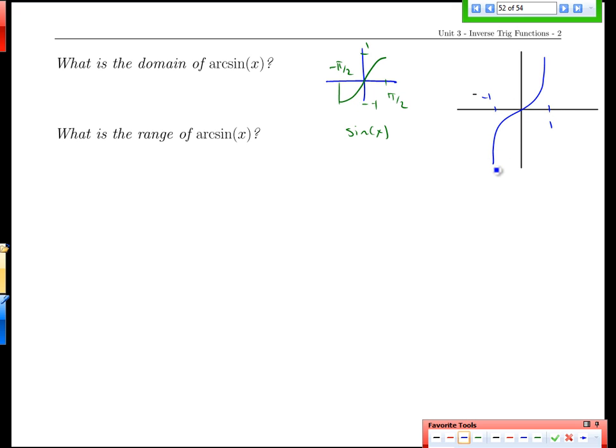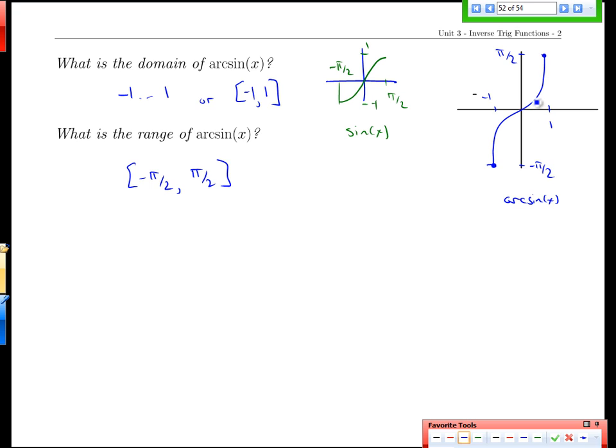So we go from -1 to 1 on this axis, and negative pi over 2 to pi over 2 on this axis. So the domain of arcsine, or inverse sine of x, is all the possible values in here, -1 to 1, or [-1, 1] inclusive in interval notation. And the range, the possible outputs, it's worth putting a full circle at the end here, is negative pi over 2 to pi over 2, simply from the boundaries of this graph.